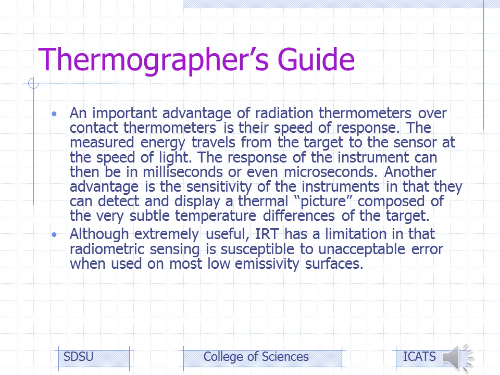Okay. Although it's extremely useful, IRT has limitations in that radiometric sensing is susceptible to unacceptable error when used on most low emissivity surfaces, and we'll cover emissivity. In brief, emissivity is how much of that heat that conducts to the surface, what percent, expressed as a decimal, will emit from that surface. Kirchhoff's law comes into play, and other rules here.